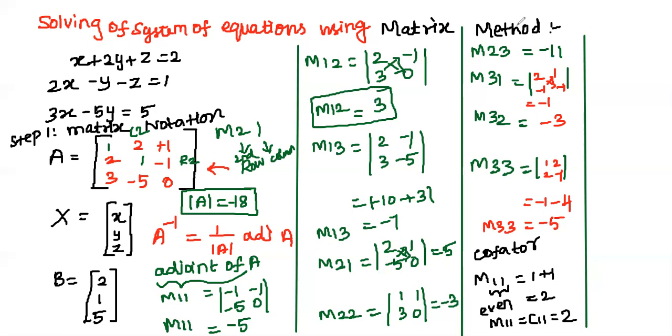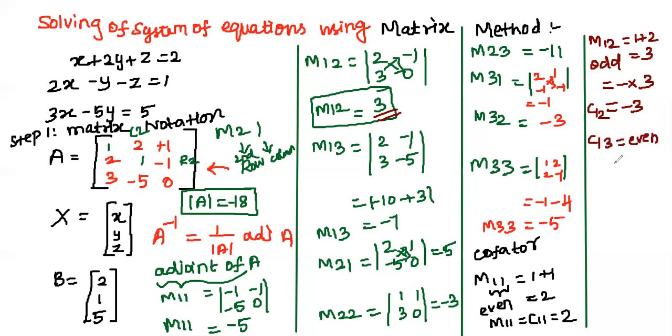So for M12, it's 1 plus 2, it's 3, odd position. So you will be multiplying M12 by minus. So the answer is 3, and multiplying by the minus sign will give you minus 3. So that is C12. And for C13, 1 plus 3 will give you 4. 4 is an even number. So you just have to write M13 as C13 itself. You just write the answer, which is minus 7. You don't have to make any changes.